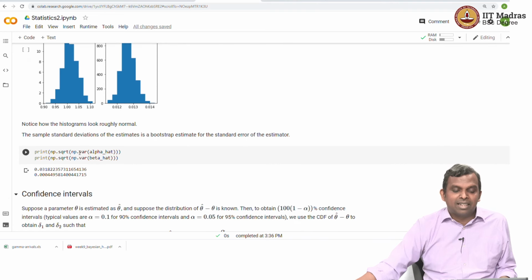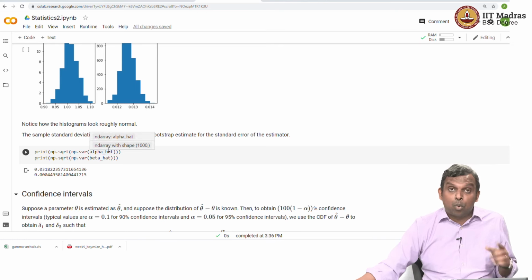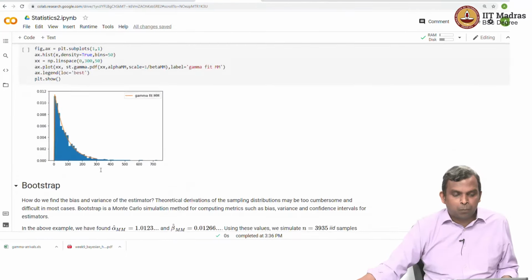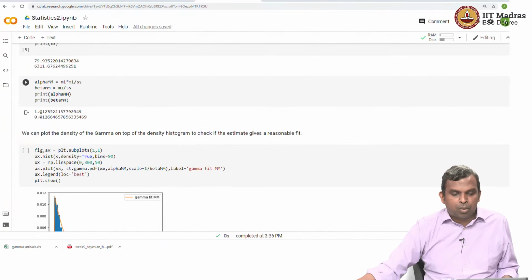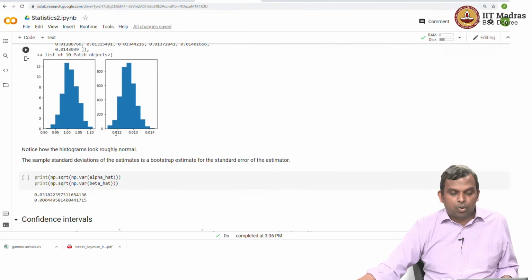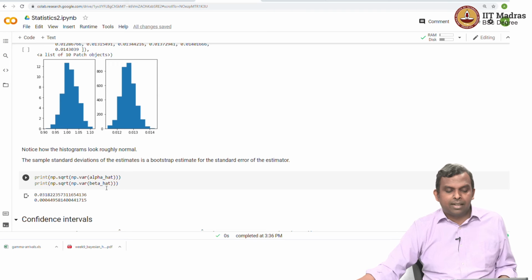So you can find the variance to get the standard error of the estimator, which is basically the standard deviation. You can get that, and you see the values are pretty reasonable. For alpha, it is 0.03. For beta, it's 0.0004. So all this is pretty decent. Remember, the value of alpha is around 1, so 0.03 is quite small. The value of beta is 0.012 or something, right? So that's what we got here. The beta mm came out to be 0.0127. So 0.0004 is a pretty decent error for that.